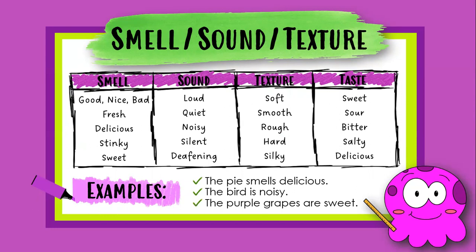Examples. The pie smells delicious. How does the pie smell? Delicious. So delicious is the word we're using to describe the pie. This one is the adjective. The bird is noisy. So this one is describing the sound the bird is making. It is noisy. The purple grapes are sweet. In this sentence, we have two adjectives: purple, which is a color, and sweet, which is a taste.